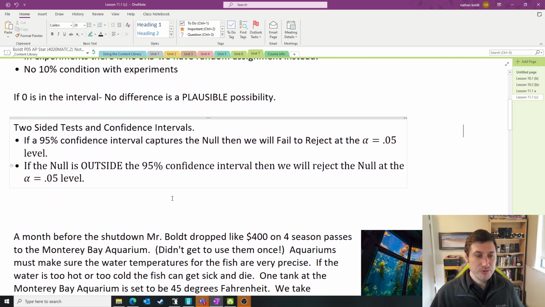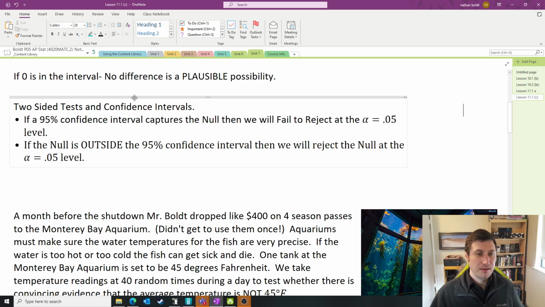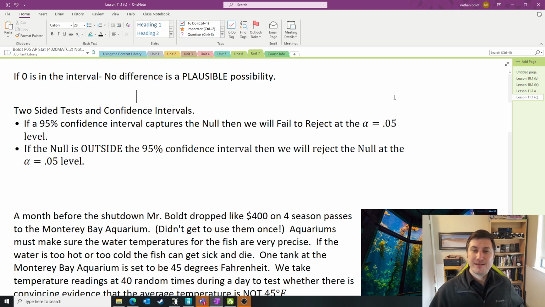Time for the new stuff, all right? 2-sided tests and confidence intervals. There's a connection here that I want you to see. So if you want to screenshot this or take a picture of it, this is the connection.